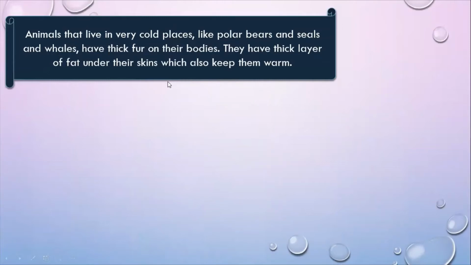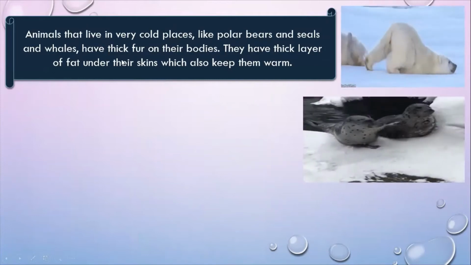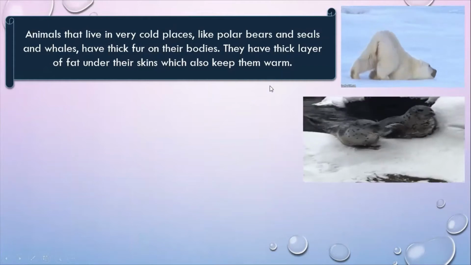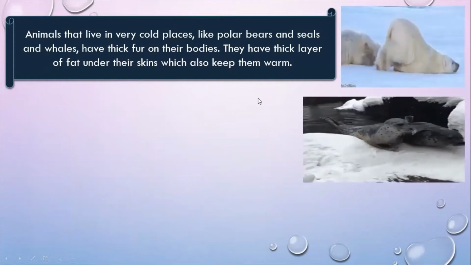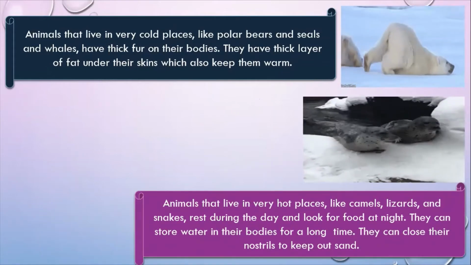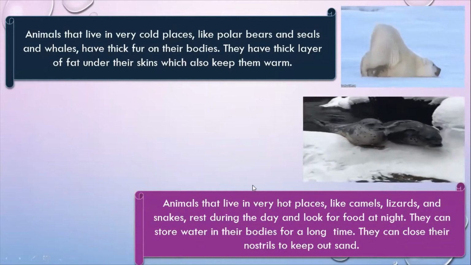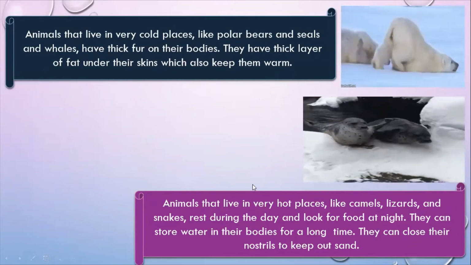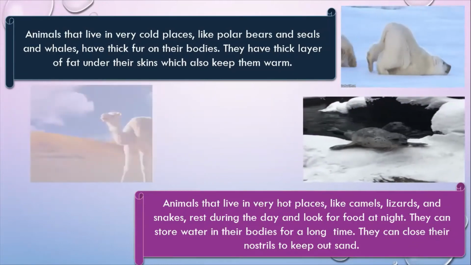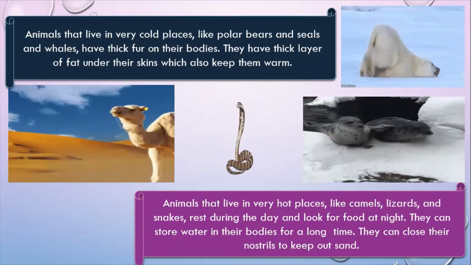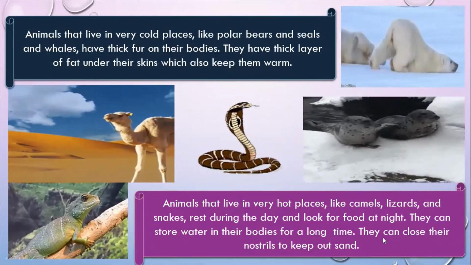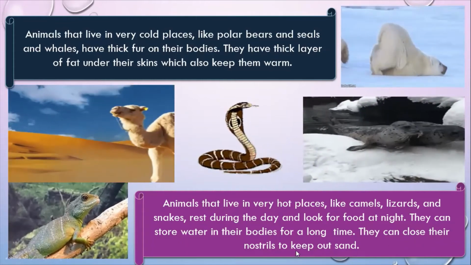Animals that live in very cold places, like polar bears, seals, and whales, have thick fur on their bodies. They have a thick layer of fat under their skins, which also keeps them warm. Animals that live in very hot places, like camels, lizards, and snakes, rest during the day and look for food at night. They can store water in their bodies for a long time. They can close their nostrils to keep out sand.